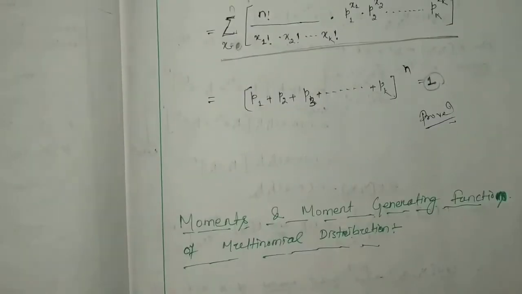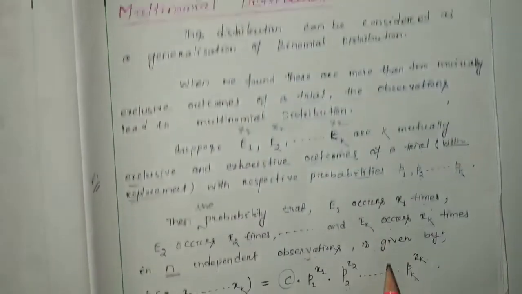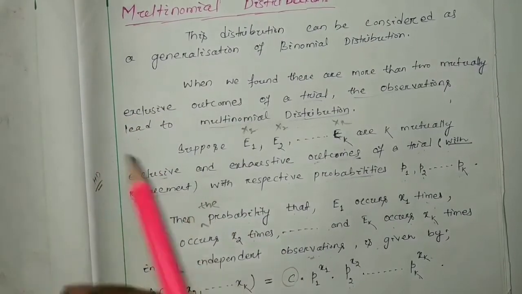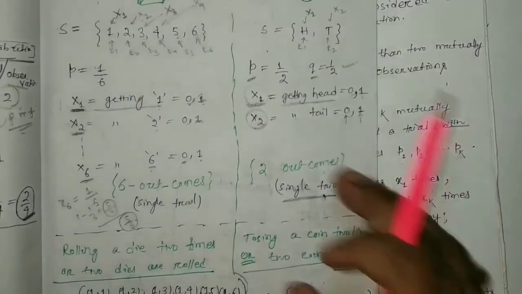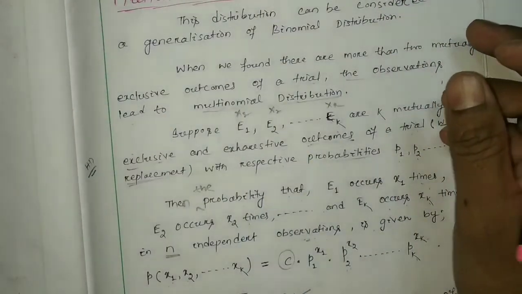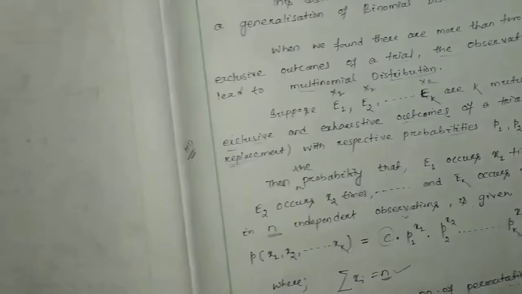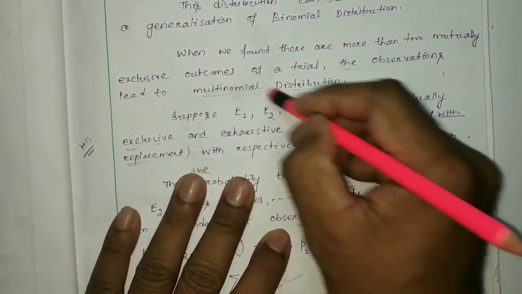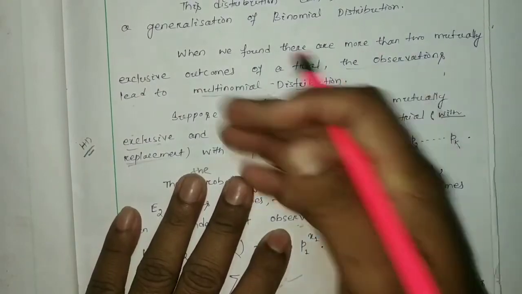I suggest that you write down this note, and whatever I discussed with the help of the examples, you can write somewhere in your notes for your further understanding. Okay, for exam point of view, this much note is enough. And here I suggest that you write in the format of E1, E2, Ek, like that.